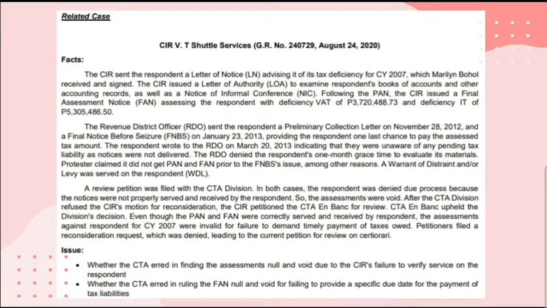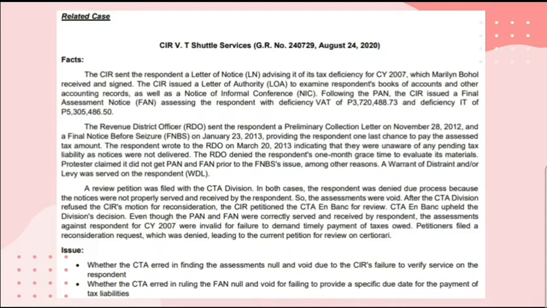November 28, 2012. The Revenue District Officer issued a preliminary collection letter requesting respondents to pay the assessed tax liability within 10 days from notice. But because there was no response received, the Revenue District Officer issued a final notice before seizure on January 23, 2013, giving respondent the last opportunity to settle its tax liability within 10 days from notice.